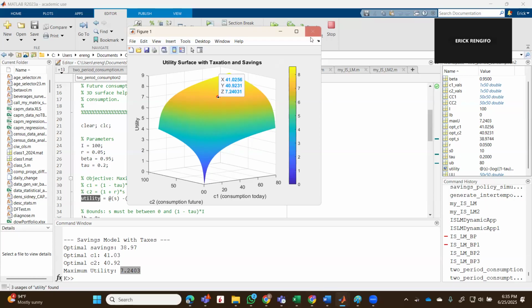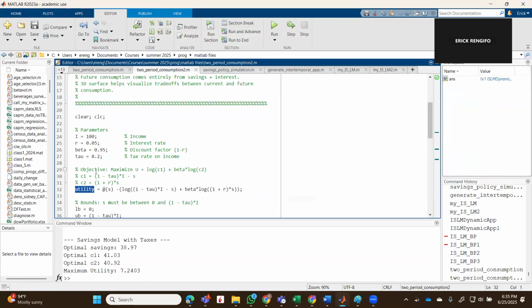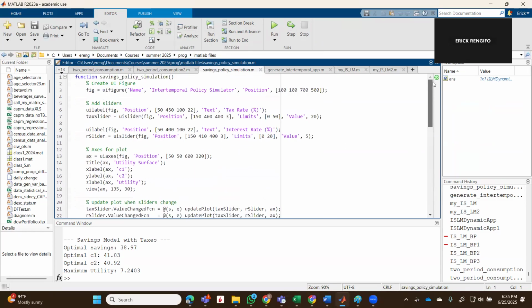Now, guys, I will show you something more advanced. You don't need to read everything, but I'm pretty sure you can understand that. It's the savings and policy simulation. What I'm adding here, guys, and this is something that you need to do in your programs, is we're going to create a UI figure. This is the way you're going to create a UI figure. We're going to add some sliders. We're going to add plots, etc.